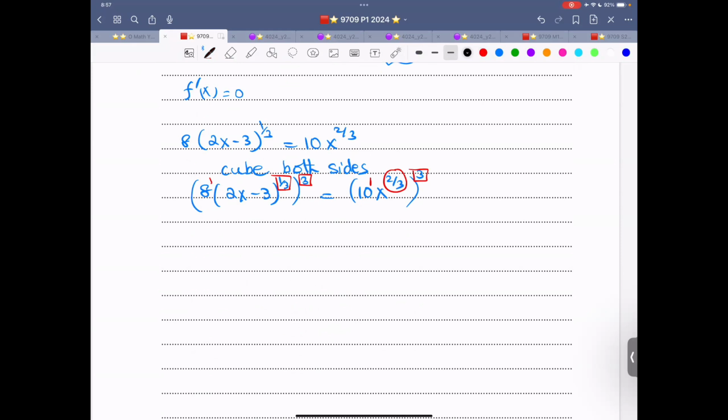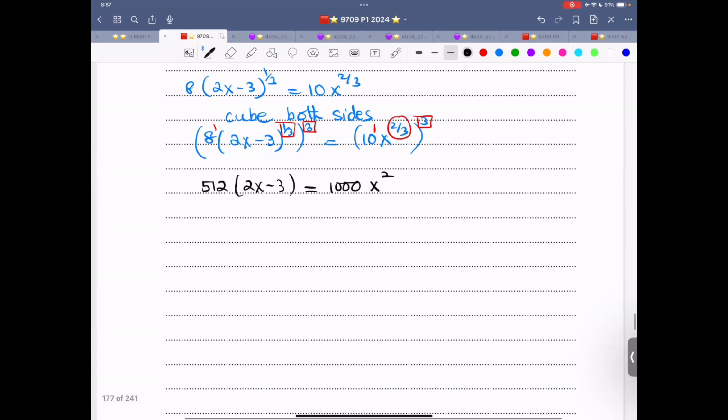Now when I expand it, 8 cubed is 512. This is 2x minus 3. The powers cancel out. 10 raised to power of 3 is 1000. And this is x raised to power of 2. Open up the bracket. So this is 512 into 2, that is 1024x minus 1536, which equals 1000x cubed, 1000x squared.